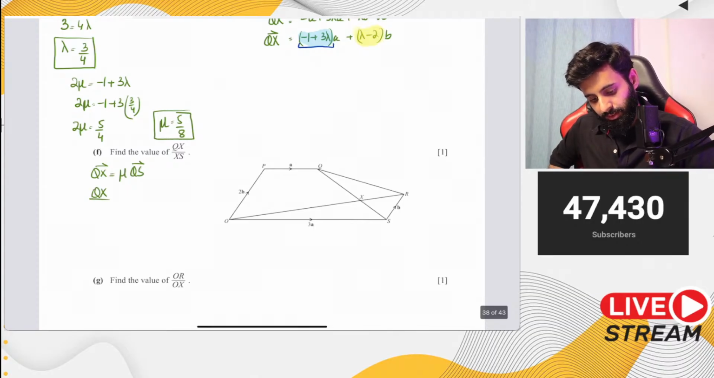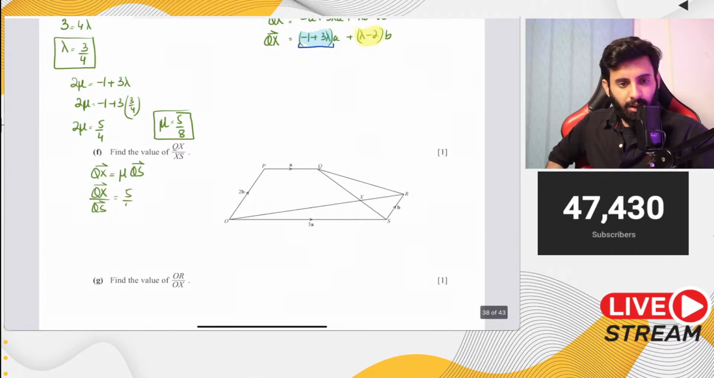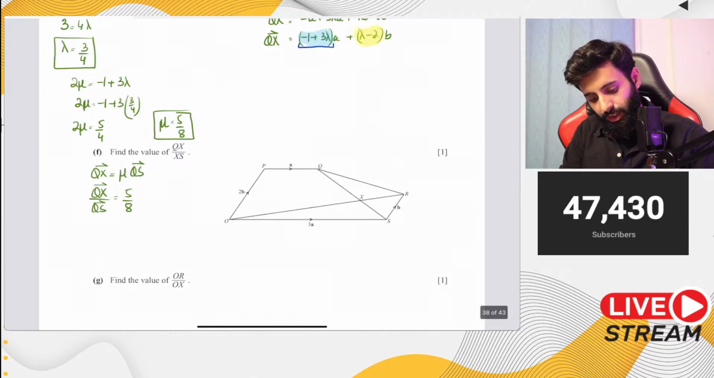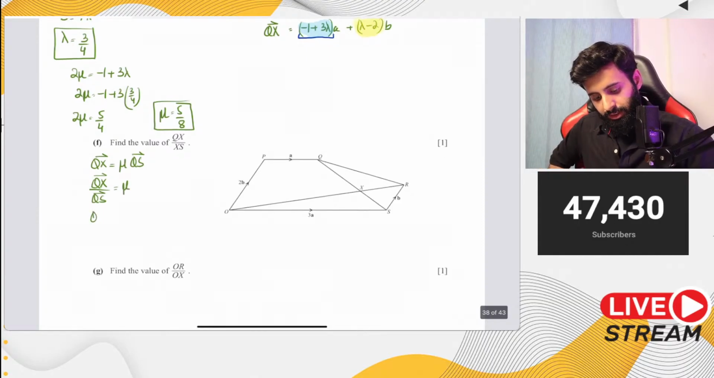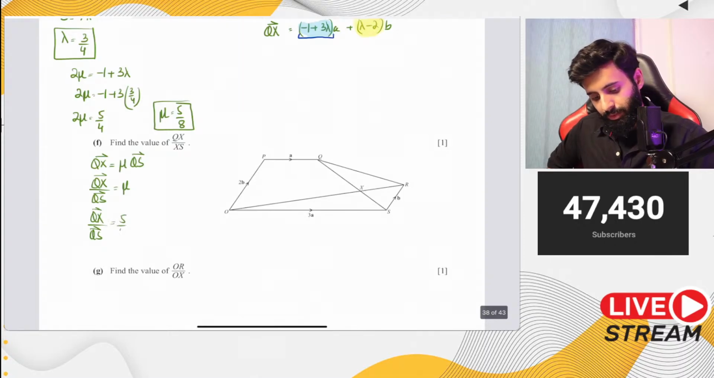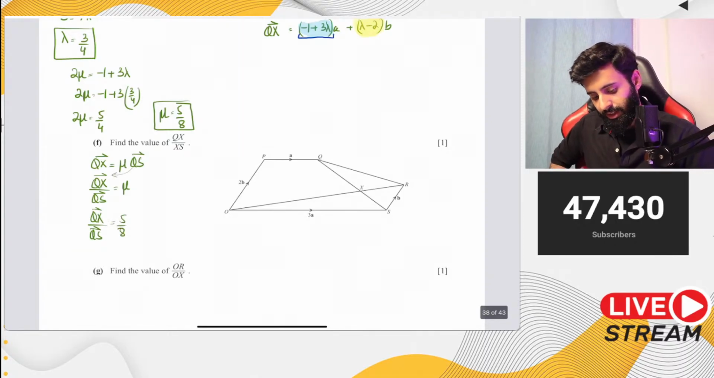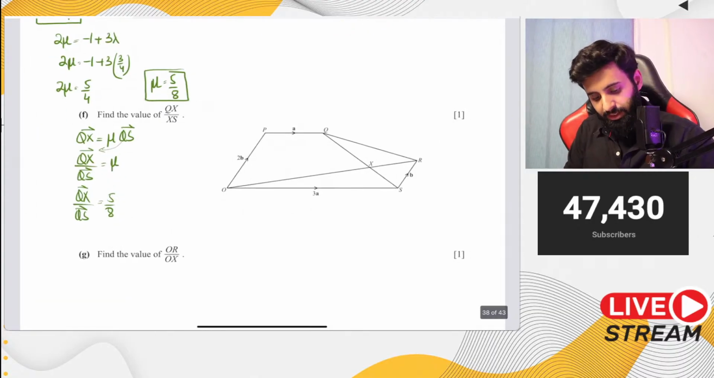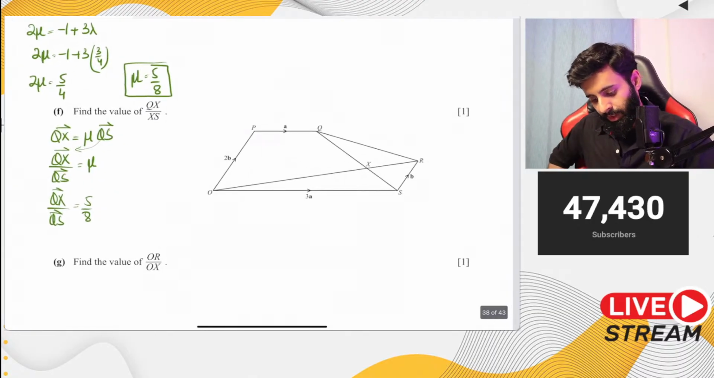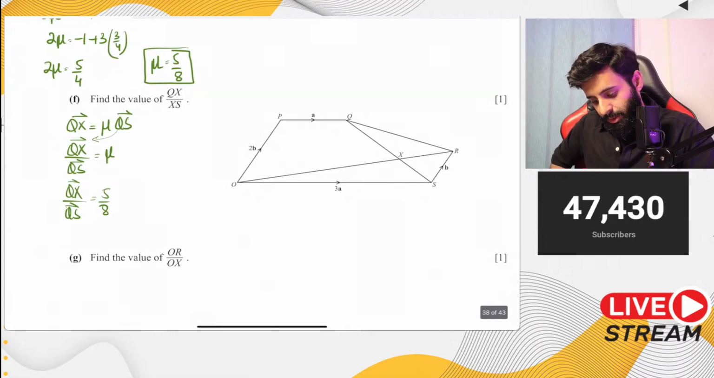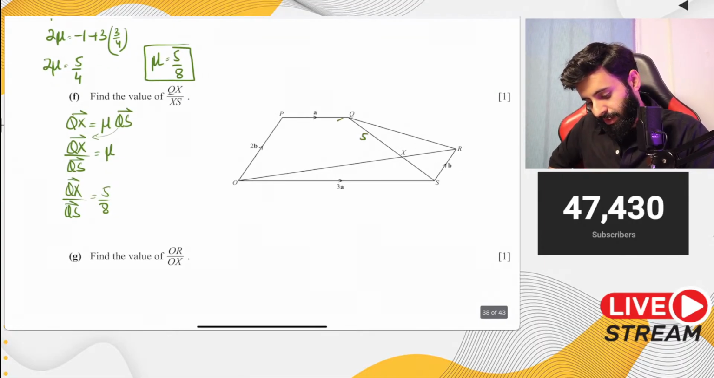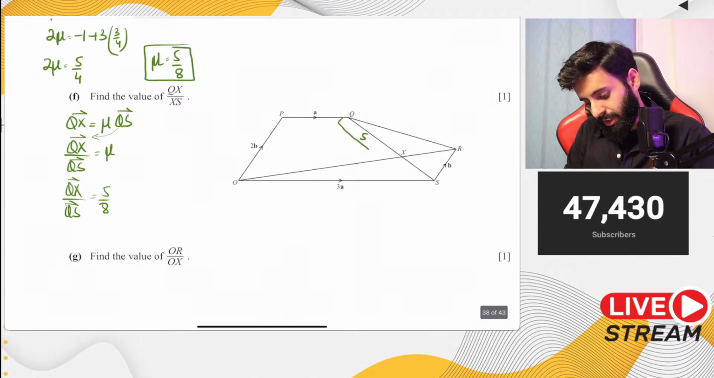QX upon QS is equal to 5 upon 8. Now what does that mean? Where did this 5 upon 8 come from? In case you're wondering, this is what mu is equal to. So I've taken QS over to the other side, divided it, and QX and QS are in the ratio 5:8. That means if QX is 5 parts, then the entire QS is 8 parts.